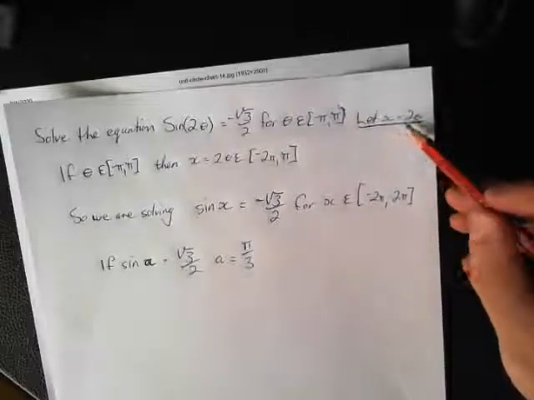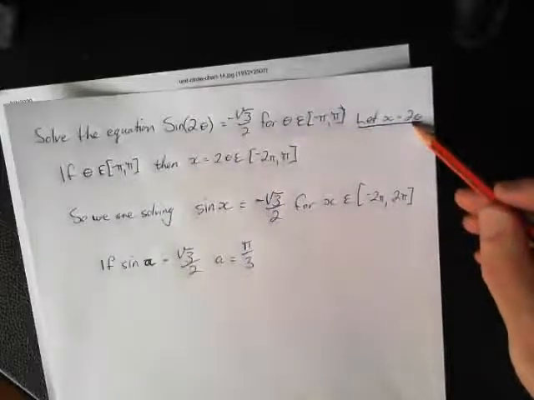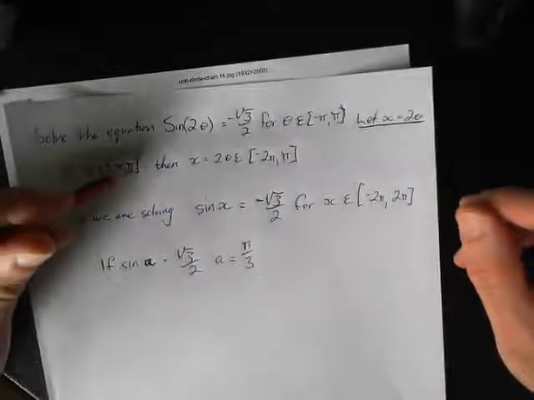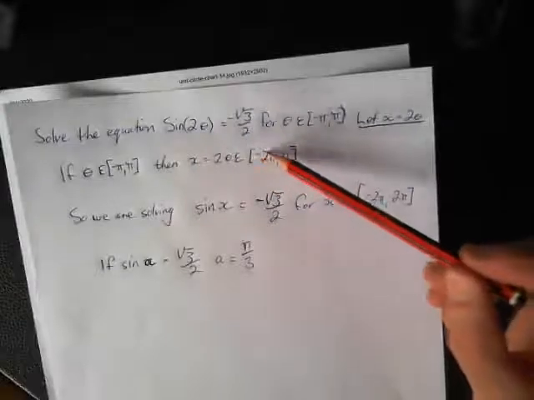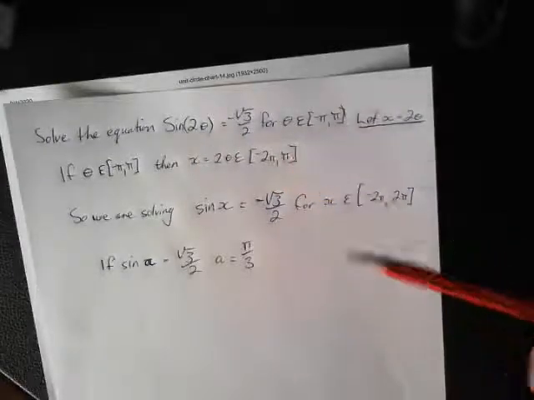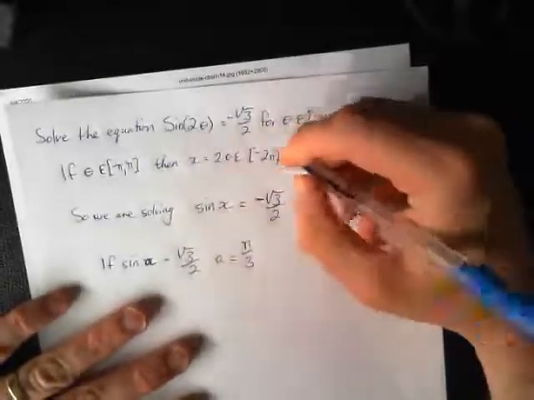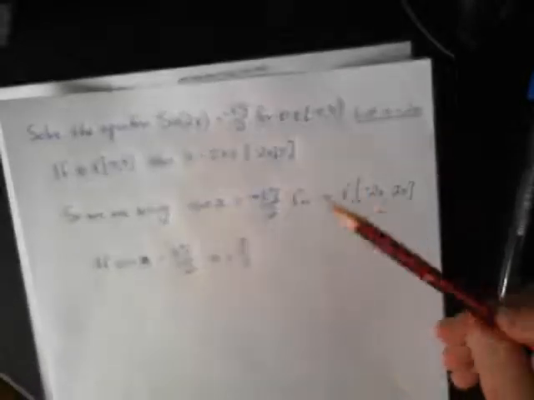So I'm going to let x equal 2 theta. So I'm solving for x. If theta is an element of negative pi to pi, then x, being 2 theta, is an element of negative 2 pi to positive 2 pi. So the equation we're actually solving is sine of x equals negative root 3 on 2 for x being an element of negative 2 pi to 2 pi.